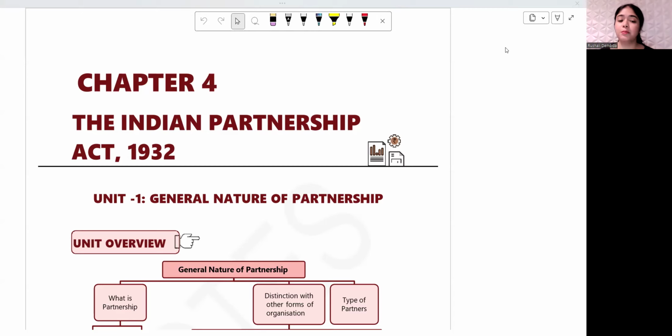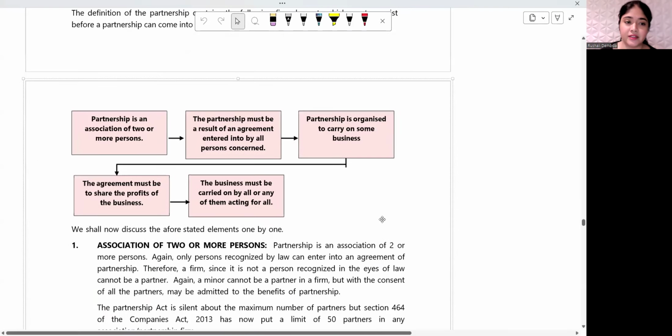In partners, is it important that they are brothers or they are related people in one family? No, ma'am. No, partners can be any two people, two friends also can become partners, right?